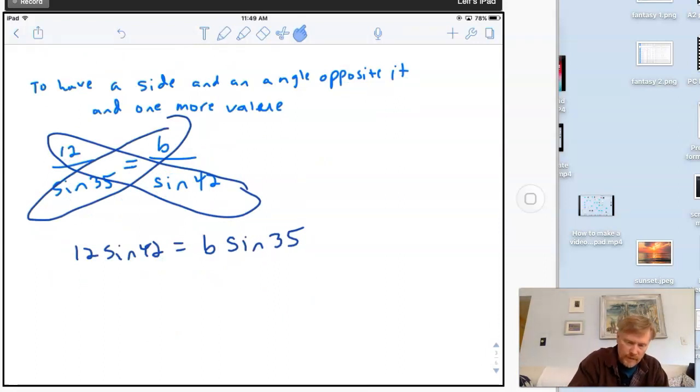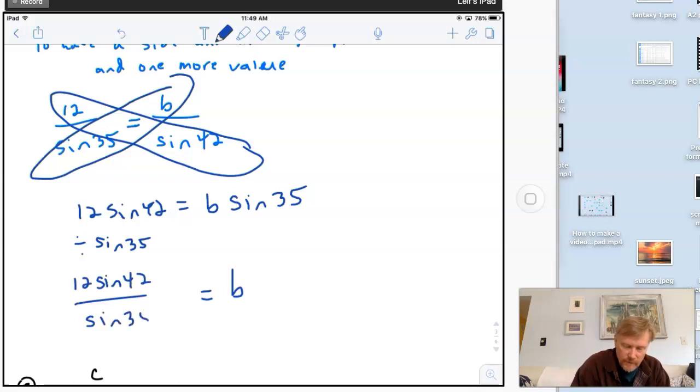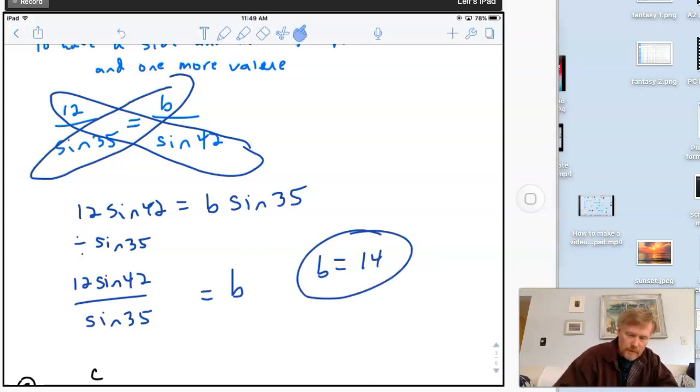And believe it or not, depending on how you like to do this, you can divide both sides by the sine of 35 right here, and I can get an answer that's what I call calculator ready. So B equals 12 sine of 42 over the sine of 35. And when you punch that all in your calculator, you gotta have a calculator for this, you will find out that B is going to be 14. Okay.